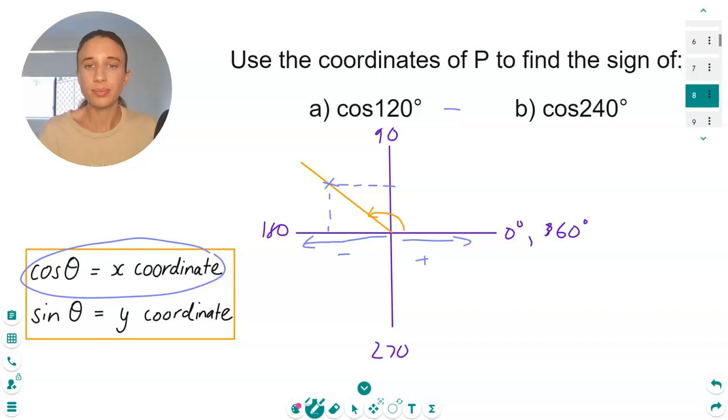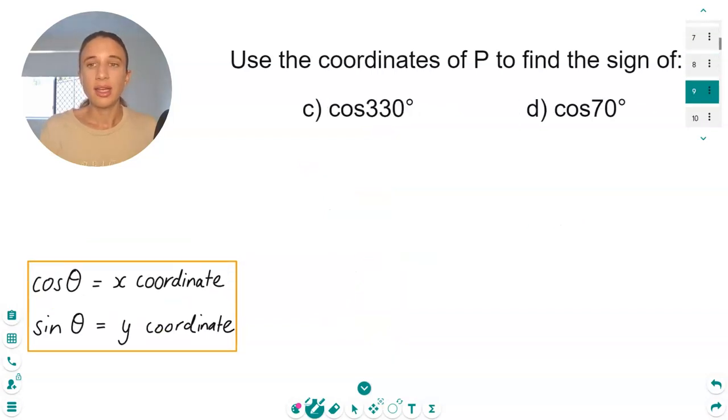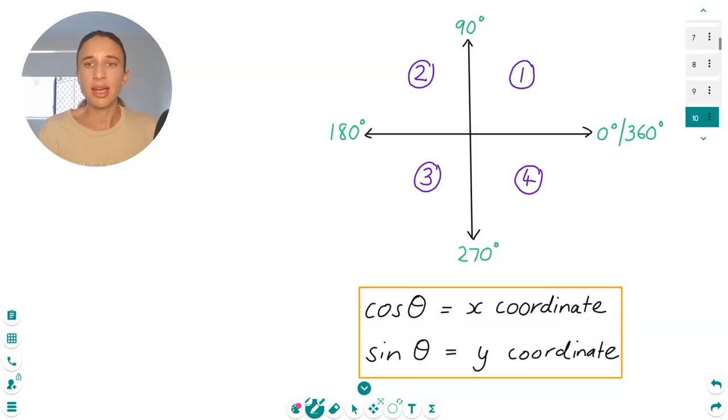Cos 240, well, that lies between 180 and 270. So we've got that. Now think about cos, that means the x coordinate. And for this point here, is it going to be a positive or negative x value? It's going to be a negative x value and also a negative y value. But we're just worried about the cos because that's the x coordinate. So that's going to be negative. I think we are going to leave it there.